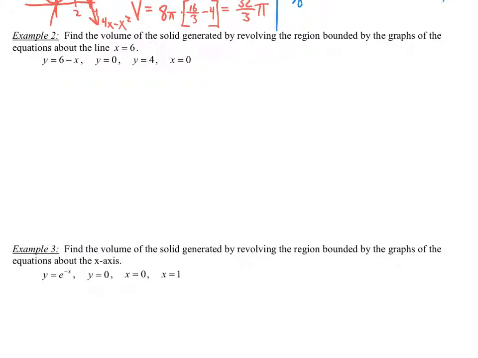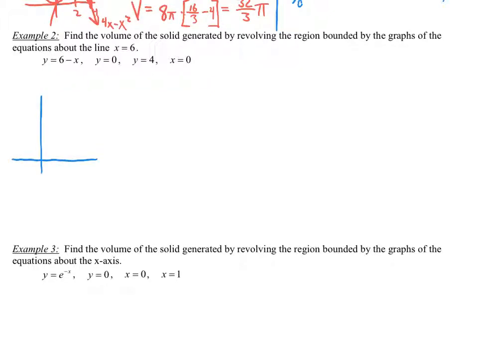So let's look at example 2 here. We want to find the volume of the solid generated by revolving the region bounded by the graphs of the equations about the line x equals 6. Now, again, this is a horizontal one. So we're going to have to also use what we looked at in our previous lesson about how to do things revolved horizontally. But let's first of all get an idea of what this is talking about.